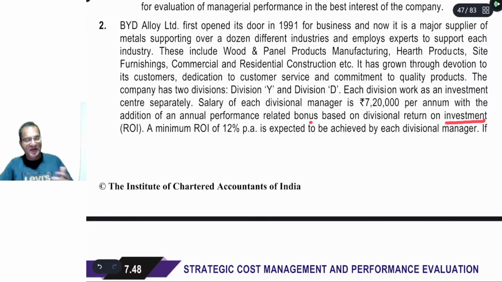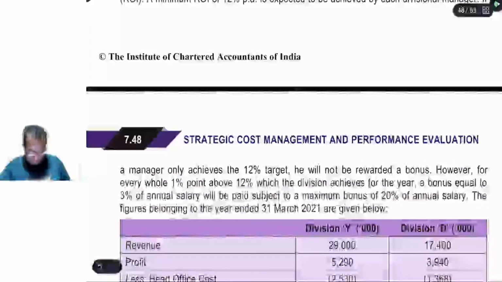So the salary is a type of semi-variable cost from the viewpoint of the company. They will be paid a fixed salary of 7,20,000, and then if the ROI of the department is better, they will be provided annual performance-related pay, and their performance will be measured by ROI, return on investment. A minimum ROI of 12% is expected to be achieved by each divisional manager. So they have been given the target of what minimum ROI we are expecting. We are expecting a minimum ROI of 12%.